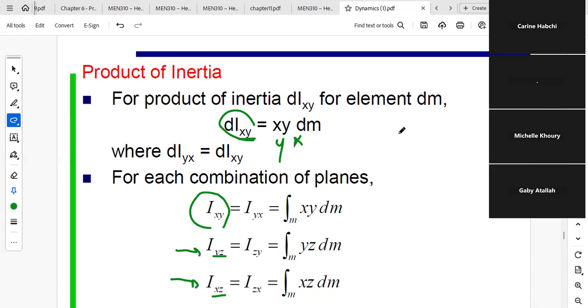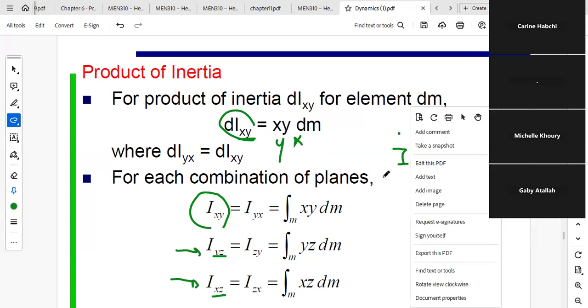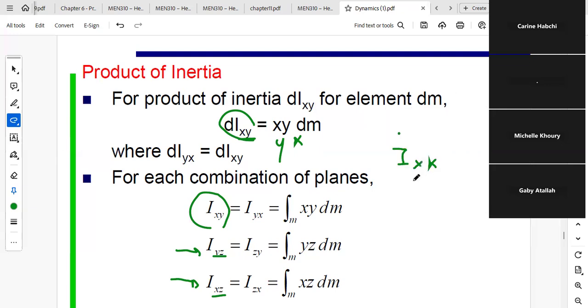Okay? So if you want to evaluate the tensor of inertia for a body, we need to evaluate Ixx, Iyy, and Izz, plus the three products of inertia. So in total, you will have to evaluate 6 terms: xx, yy, zz, and in addition 3 products of inertia. Because of symmetry, you just have to evaluate Ixy, Iyz, Ixz, and you can then deduce Iyx, Izy, and Izx. Okay.